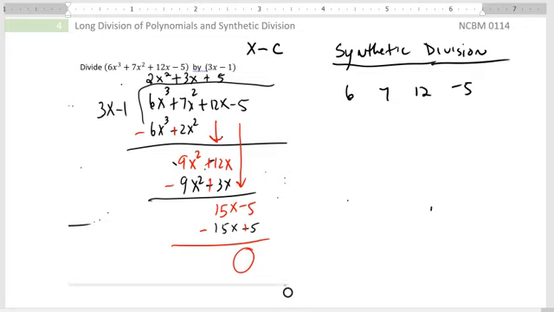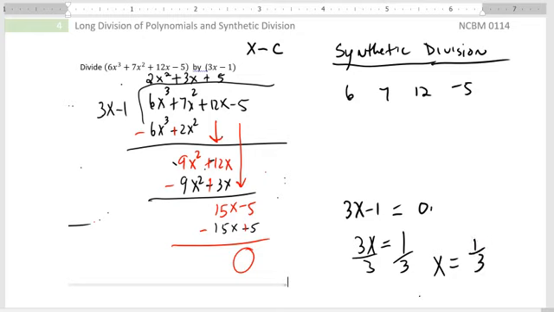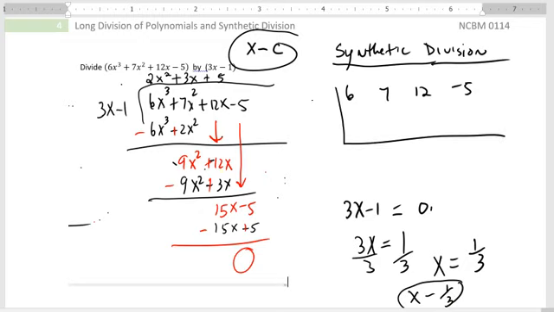But you will have to take your divisor, set it equal to 0. We're going to add 1, divide by 3. So we get x is equal to 1/3. Then I would write the 1/3 on the left side. And so you can see that now it's set up in this format here. So on the outside, we would have a positive 1/3.